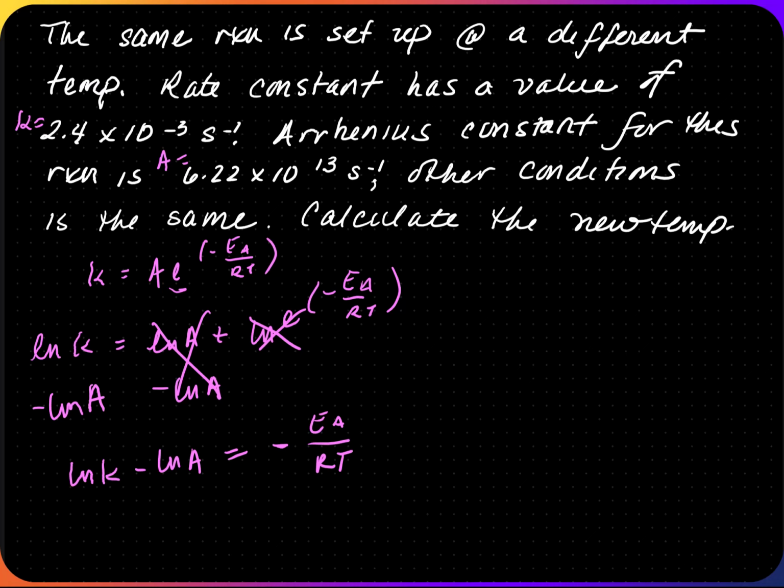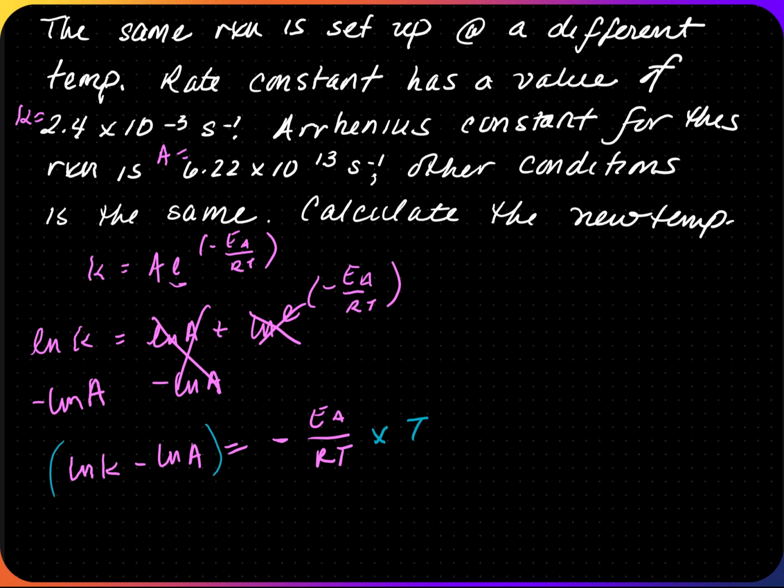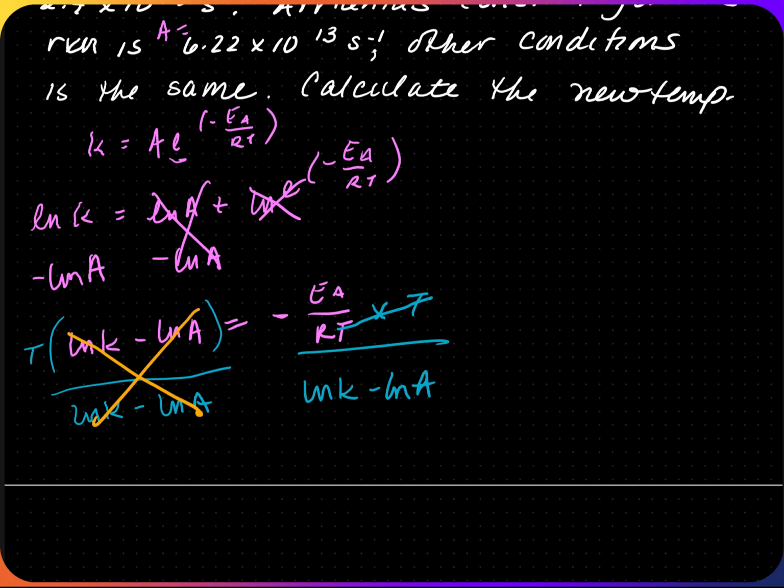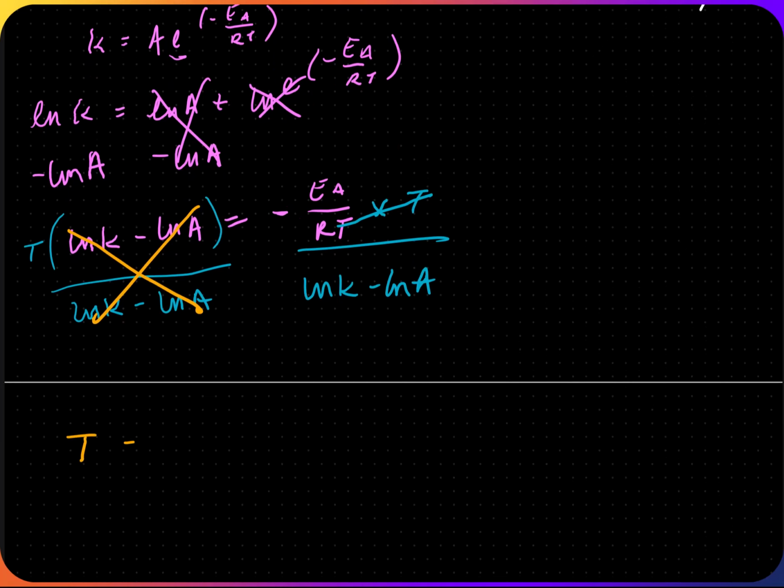So we need to isolate T. To isolate T, I need to multiply both sides by T. So I need to multiply T here and T on the opposite side because we must do the same thing. T's cancel out on the right side, and we're left with negative EA over R. Now that I have T in the numerator, I need to isolate it. I isolate it by dividing both sides by ln K minus ln A. So when I do that, this cancels out, and we have T is equal to negative activation energy divided by R times (ln K minus ln A).